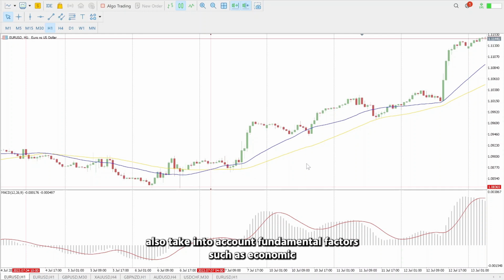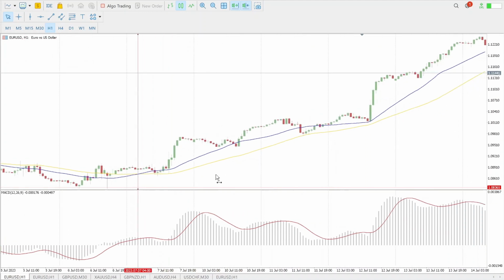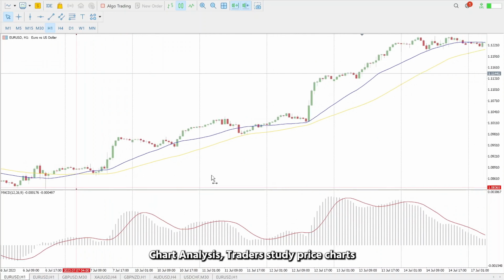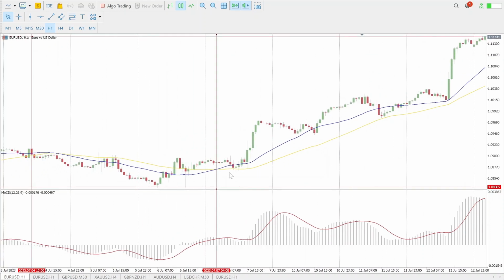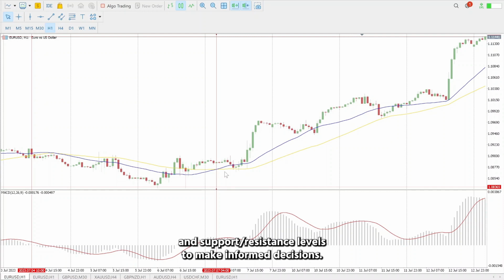Analyze fundamentals. Discretionary traders also take into account fundamental factors such as economic data releases, geopolitical events, and central bank decisions. These factors can provide insights into the underlying drivers of currency movements. Chart analysis. Traders study price charts to identify potential entry and exit points. They look for confluence between technical indicators and support resistance levels to make informed decisions.